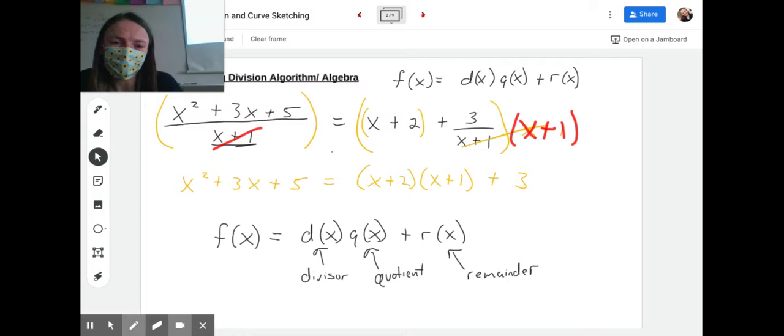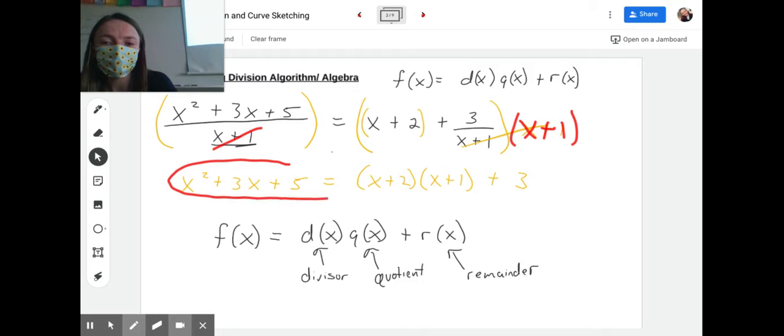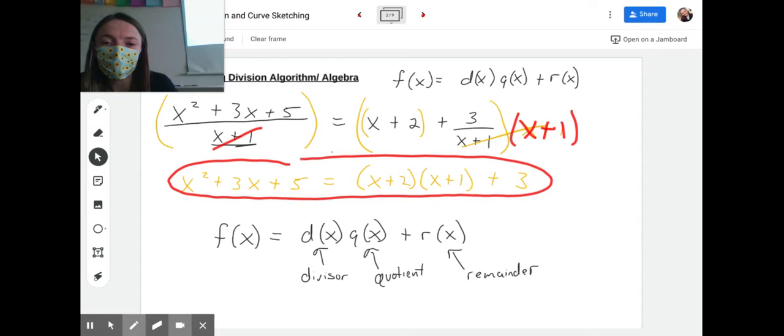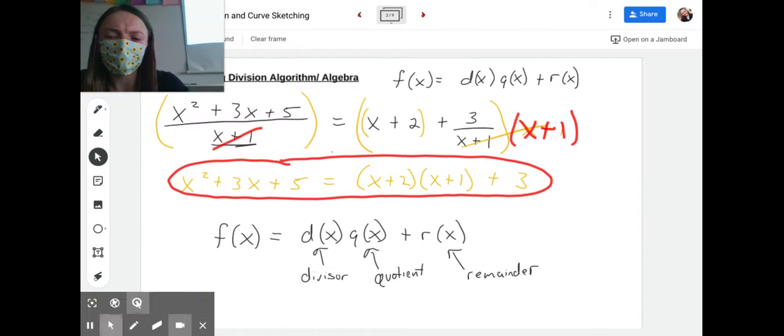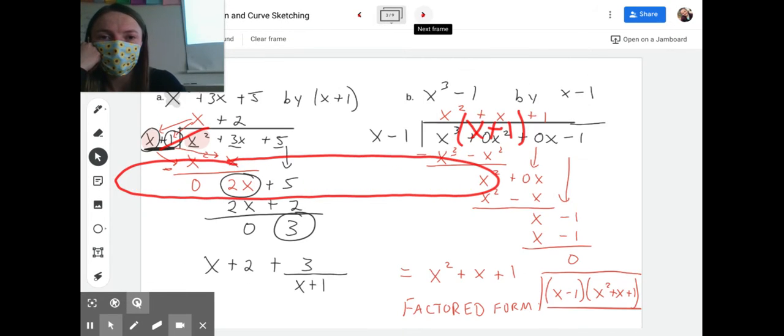And using just a little bit of algebra, if I multiply this in, 3 over x plus 1 is just 3, and then x plus 2 is just x plus 2 times x plus 1. We can actually say that these two things are equivalent. So what I started off with, x squared plus 3x plus 5, is the same thing as x plus 2 times x plus 1, all plus 3, which we might end up using later, depending on how far we get. So that's just something we might use, we might not. But for now, we're just going to keep it as the division algorithm, which we might use later.